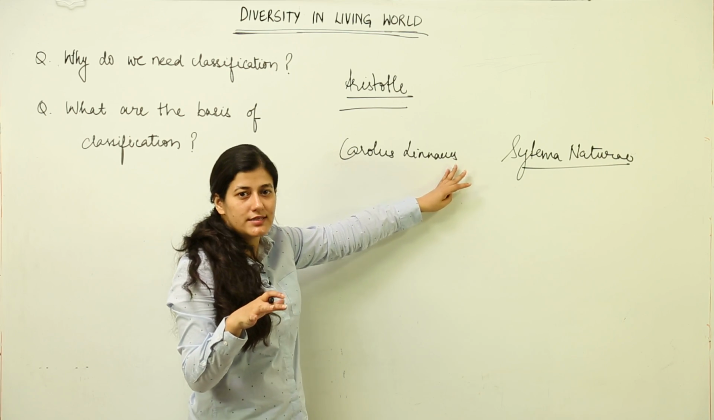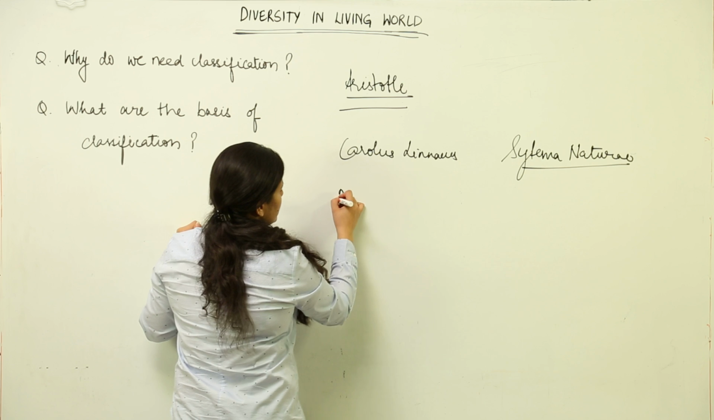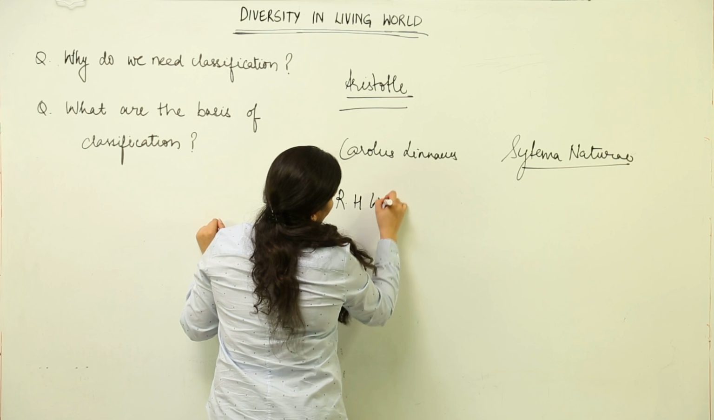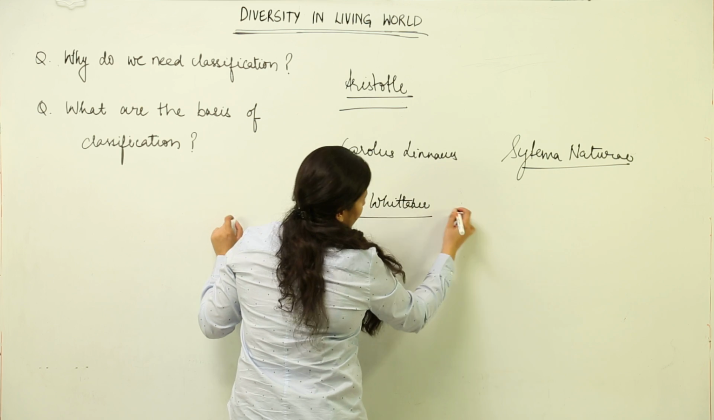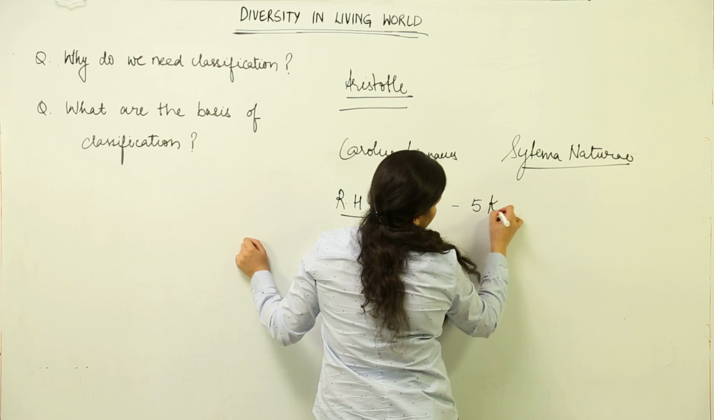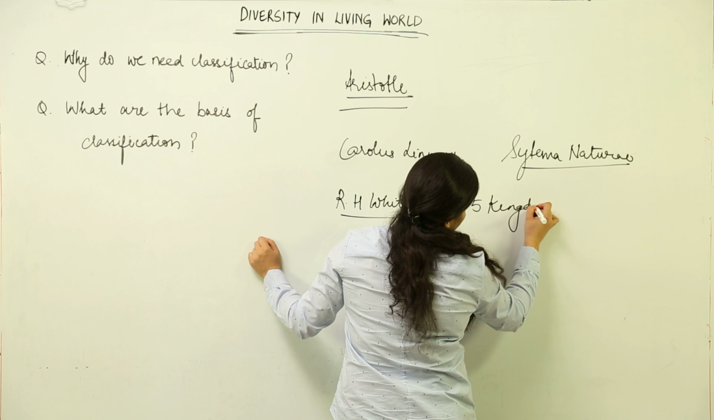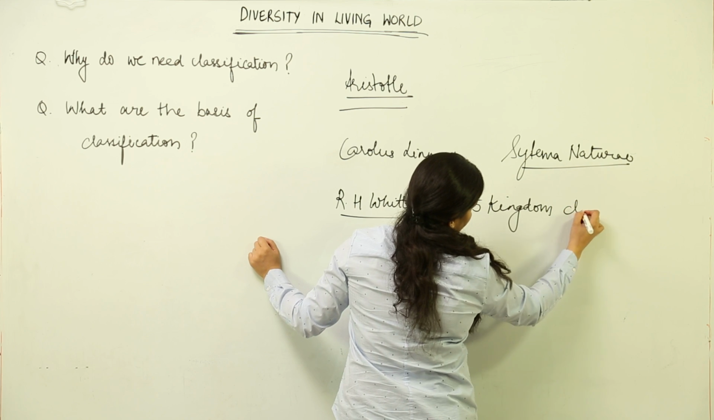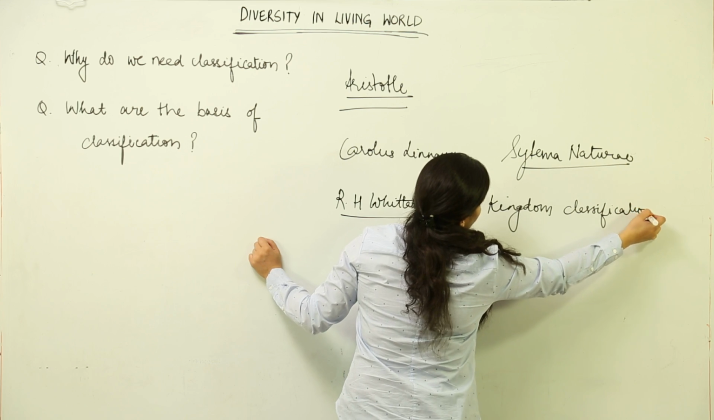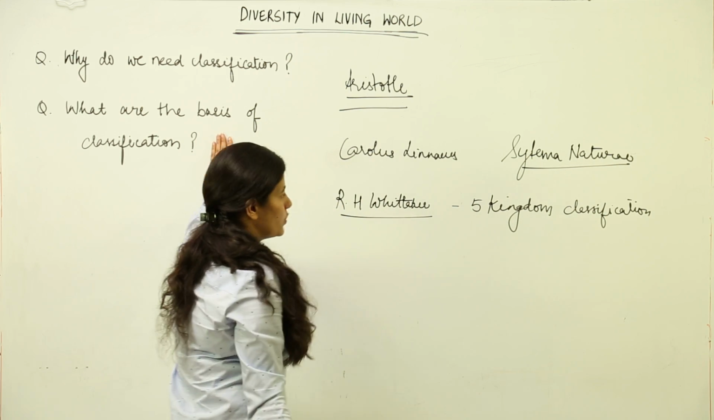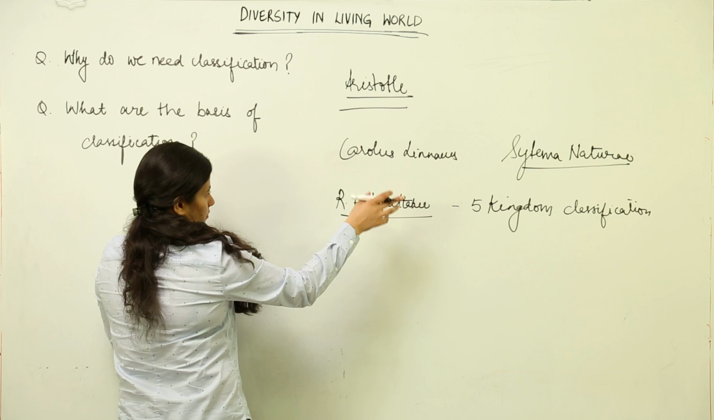Then came another scientist, R.H. Whittaker. He gave us the 5 kingdom classification that we study in subsequent lessons. What was that 5 kingdom classification? But because, as I told you in the beginning, we have to arrive at the answers of these 2 questions, let's concentrate there more than this.